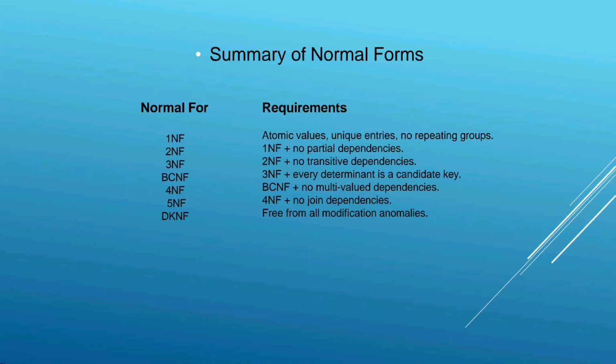Domain-key normal form, DKNF, is the ideal form where all the constraints are based only on domain rules, valid data types and key rules. It is hard to achieve in practice, but it is the cleanest and most reliable form.